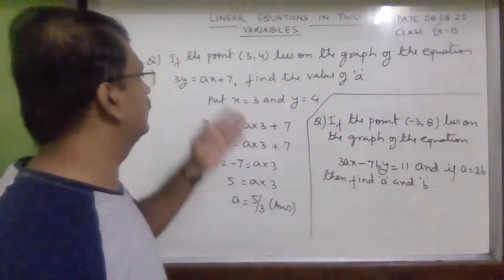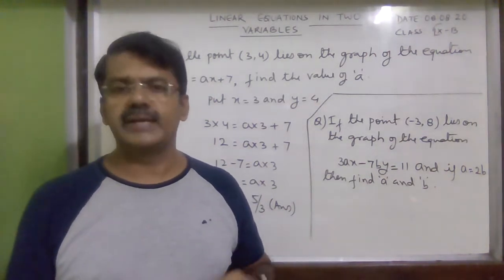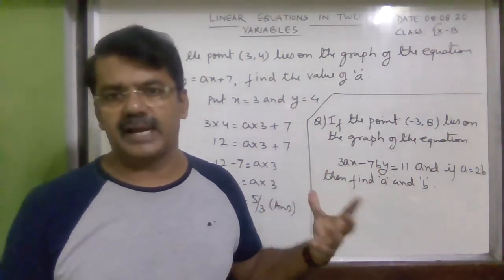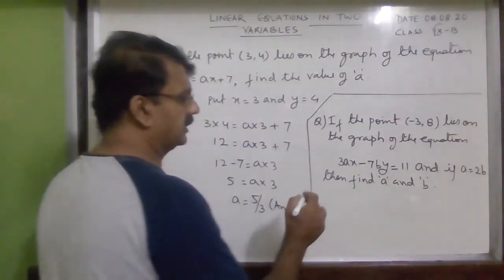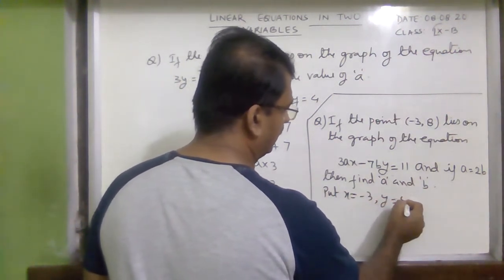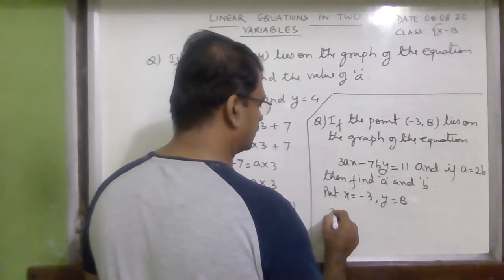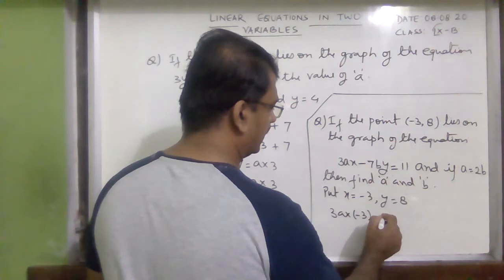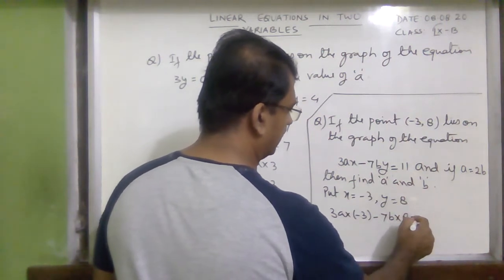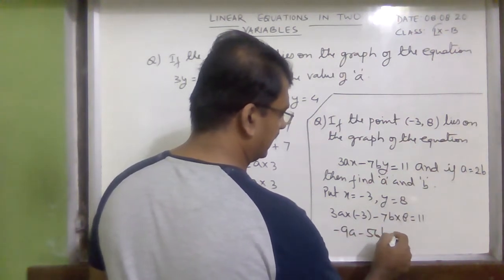Now see, as I told you, as (-3, 8) lies on the graph of this equation, that means x = -3 and y = 8 is one of the infinite values that x and the corresponding y can have. So put x = -3, y = 8. So 3a into -3 minus 7b into 8 is equal to 11. That is -9a - 56b = 11.